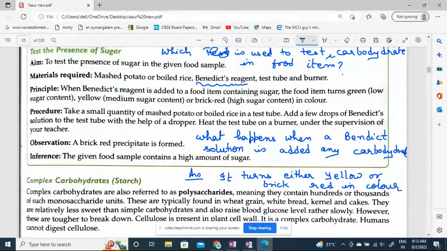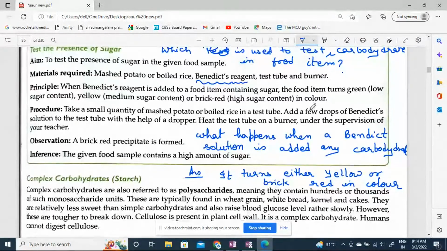Clear? Okay. So Benedict reagent is used to test whether carbohydrate is present in the food item. And how will we test that? If we add Benedict reagent to any food item, and it turns yellow or brick red in color, it indicates that carbohydrate is present in that food item. If a lot of carbohydrate is present, it turns brick red. If a small amount of carbohydrate is present, it turns generally yellow.